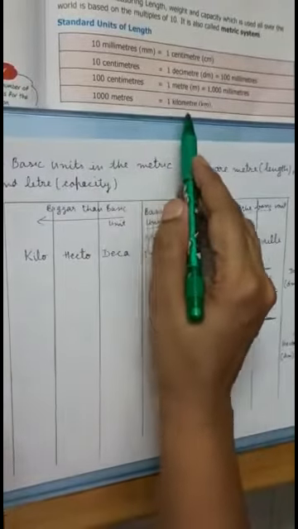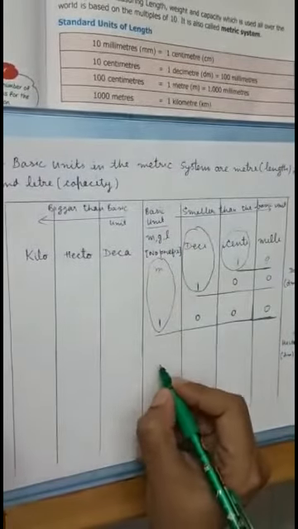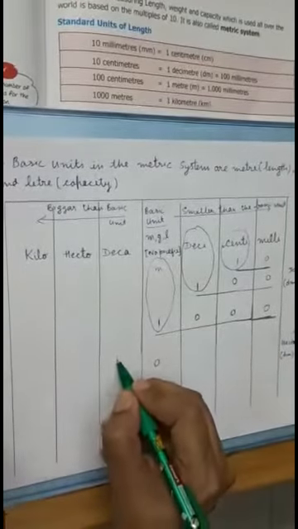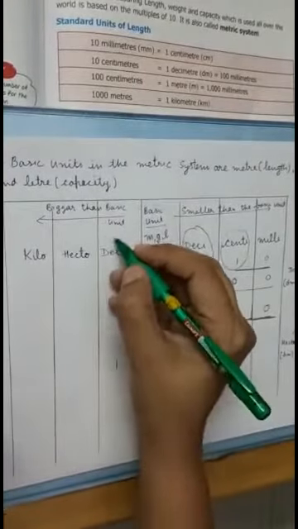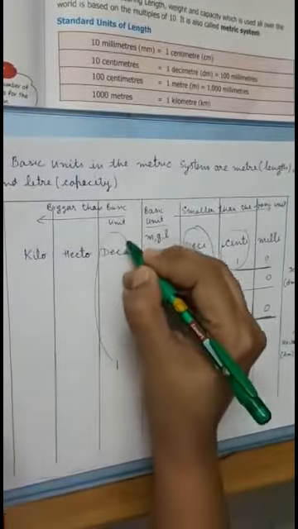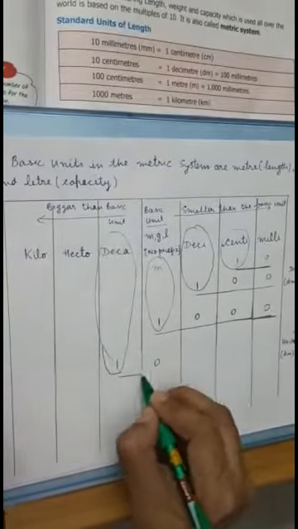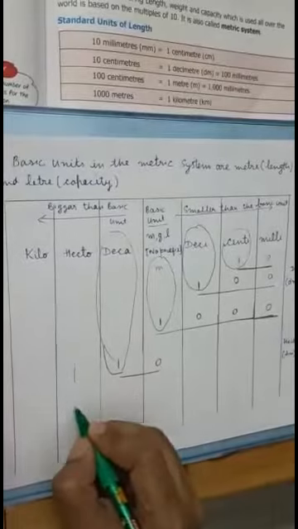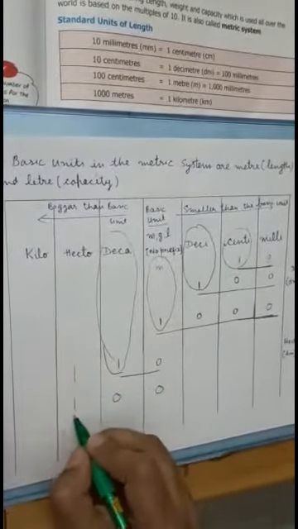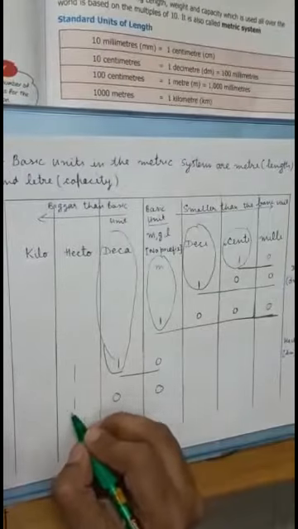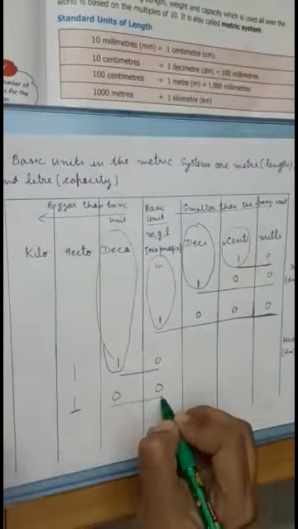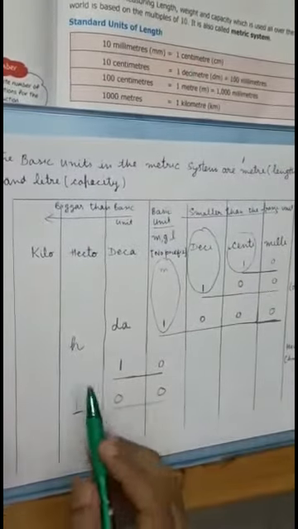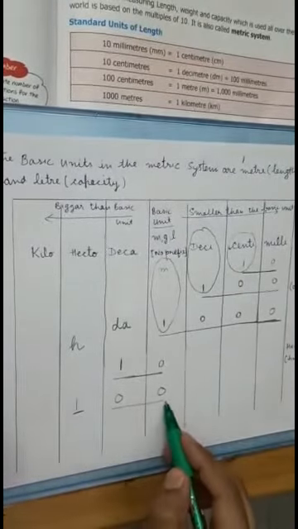Next is 1000 meter is equal to 1 kilometer. See here. First of all, just try to understand deca also. See, if I write 0 and 1 here, so 1 decameter is equal to 10 meter. Hecto will be 1, 0, 0. Hecto will be related this way. 1 hectometer is equal to 100 meter.